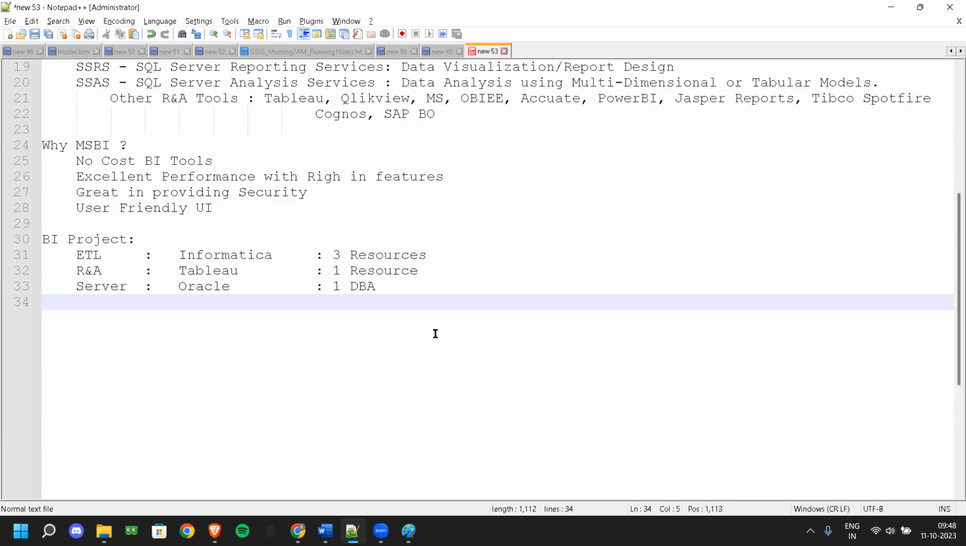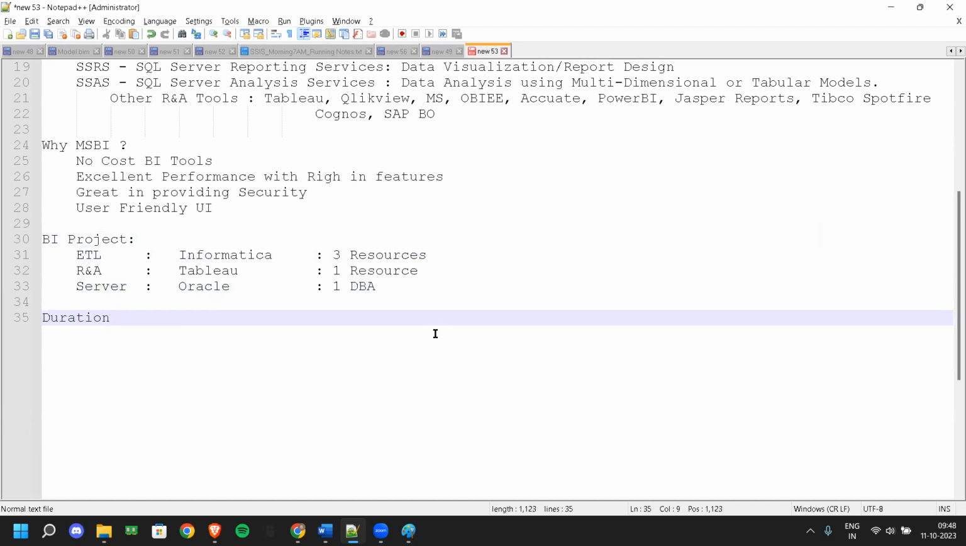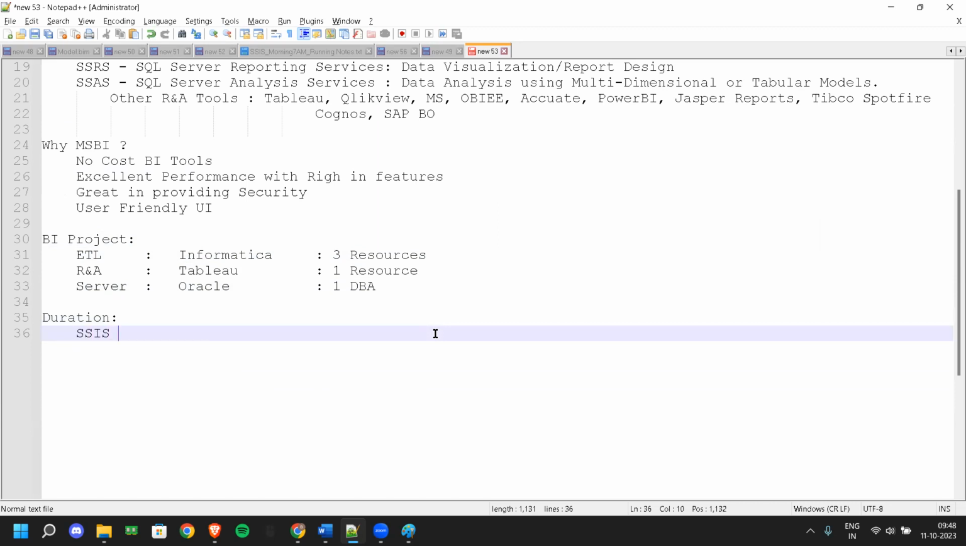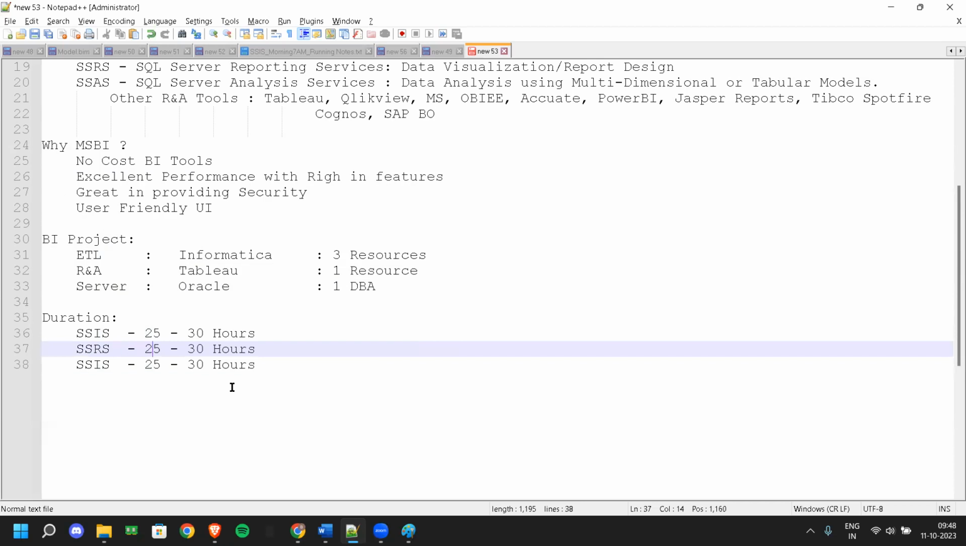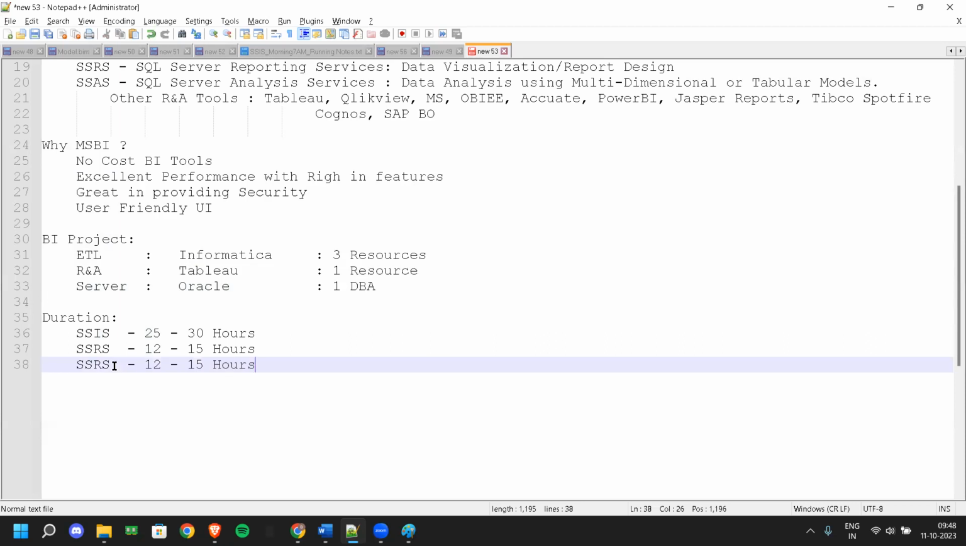Sir, next point. What is the duration of this particular total course? Duration is divided into parts. SSIS takes 25 to 30 hours. SSRS takes 12 to 15 hours. And the same applies to SSAS, SQL Server Analysis Services, which includes both the multi-dimensional model, which supports MDX, and the tabular model, which supports DAX, data analysis expressions.